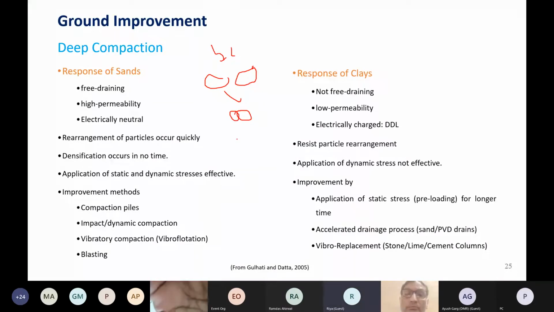But that's not the same for clay, because clays are not free draining. They have very low permeability, and they are electrically charged. So there are interparticle forces, and because of these reasons, they resist this particle rearrangement. That is why the way they react to external stresses is different. And because their response is different, ways to improve them are also different. We'll look into it.